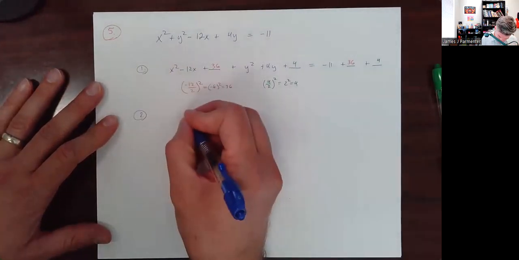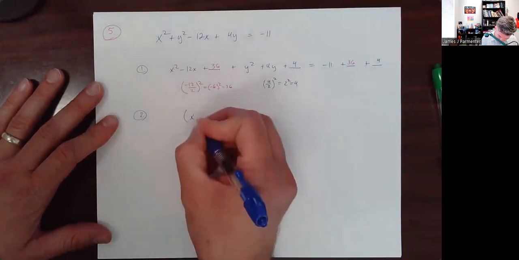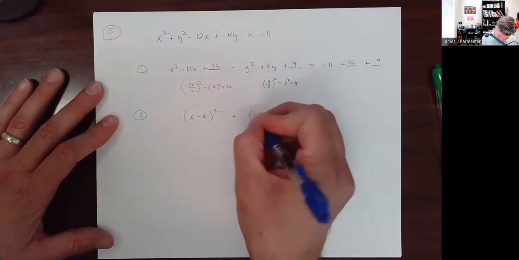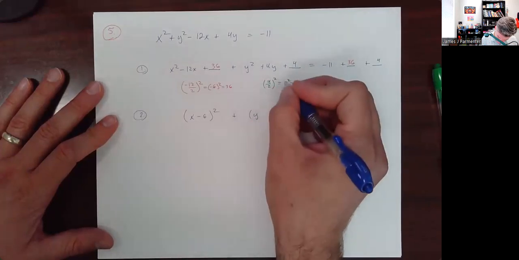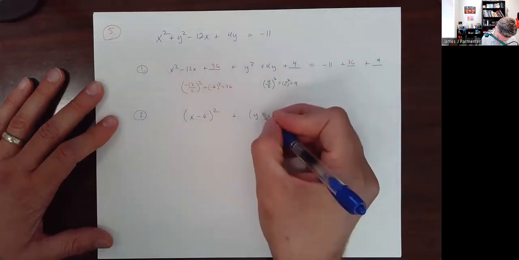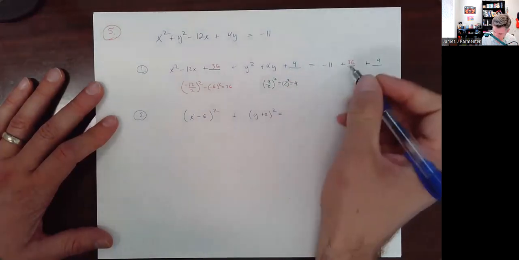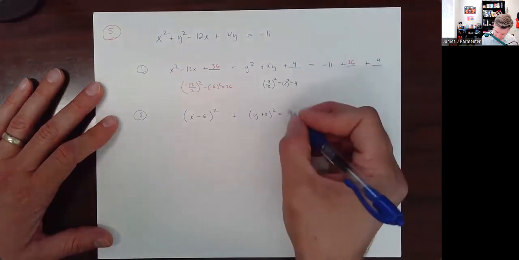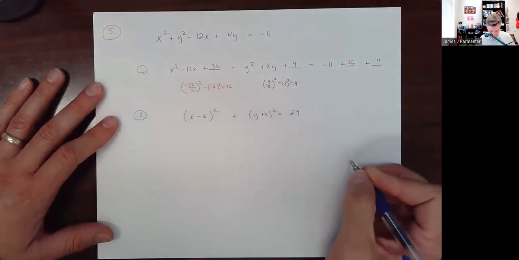So here we're going to get x minus 6 squared plus y plus 2, because 4 divided by 2 is positive 2, squared, equal to 36 plus 4, which is 40. 40 minus 11 is 29.